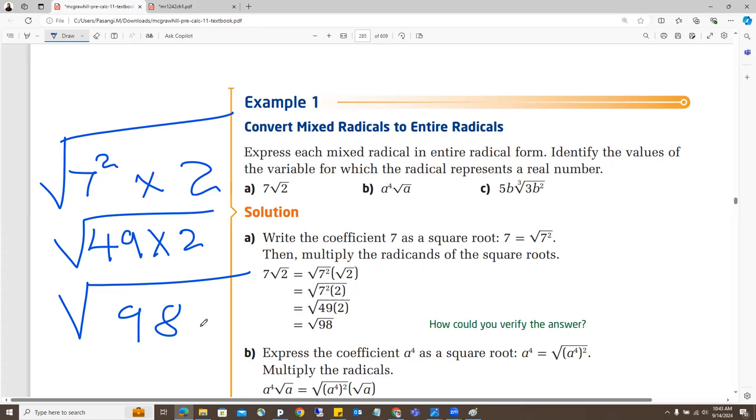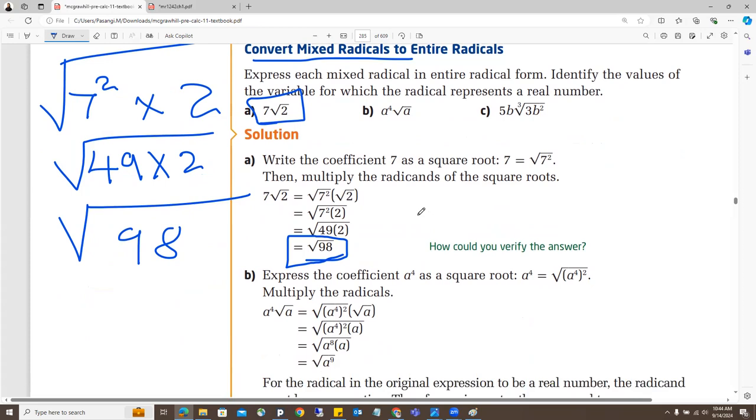That is how we normally convert mixed radicals. We call these mixed radicals because we have a whole number as well as the radical part. How do we convert these mixed radicals into entire radicals? We call these entire radicals because there are no separate numbers, no separate coefficient. Is it clear?